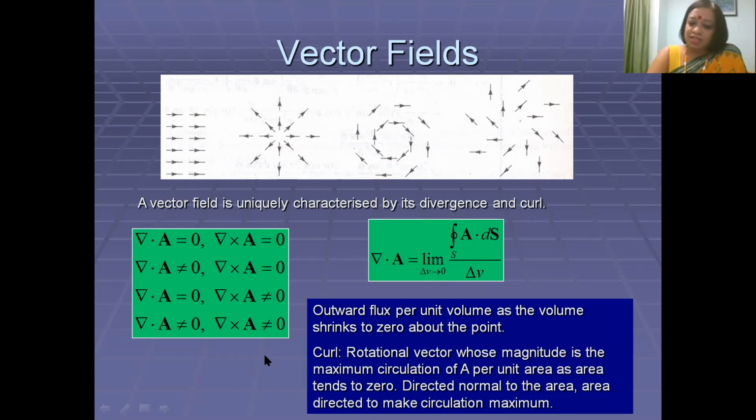And the curl is the rotational vector whose magnitude gives you the maximum circulation of A per unit area as the area tends to 0. So you think about a point here, and then you will have to imagine a unit area normal to the point, normal to the direction of the field at that point. And then the curl at that point tells you what is the maximum circulation of A per unit area in the limit area tending to 0.